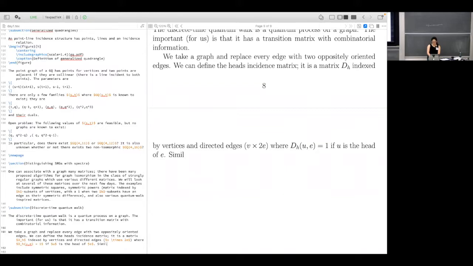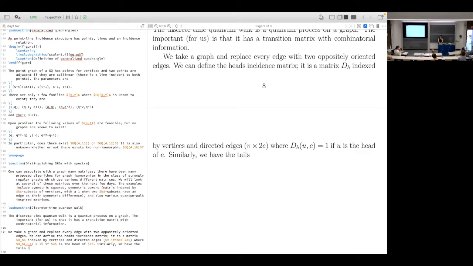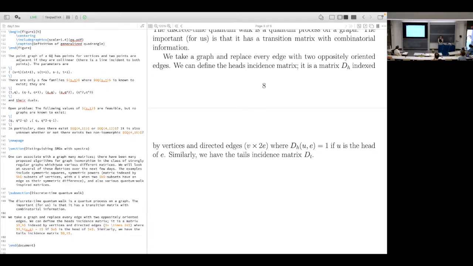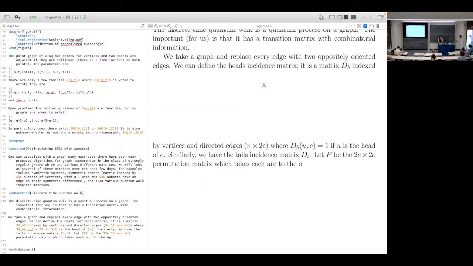So similarly, we can define the tails incidence matrix. It's also indexed by vertices versus edges, and you still have the 1 when that vertex is the tail of that edge. Okay, so then we also need one more thing. Let P be the 2E by 2E permutation matrix that takes every arc to the opposite one. You pair them off as those that are UV and those that are VU. So it takes each directed edge to the oppositely oriented edge.